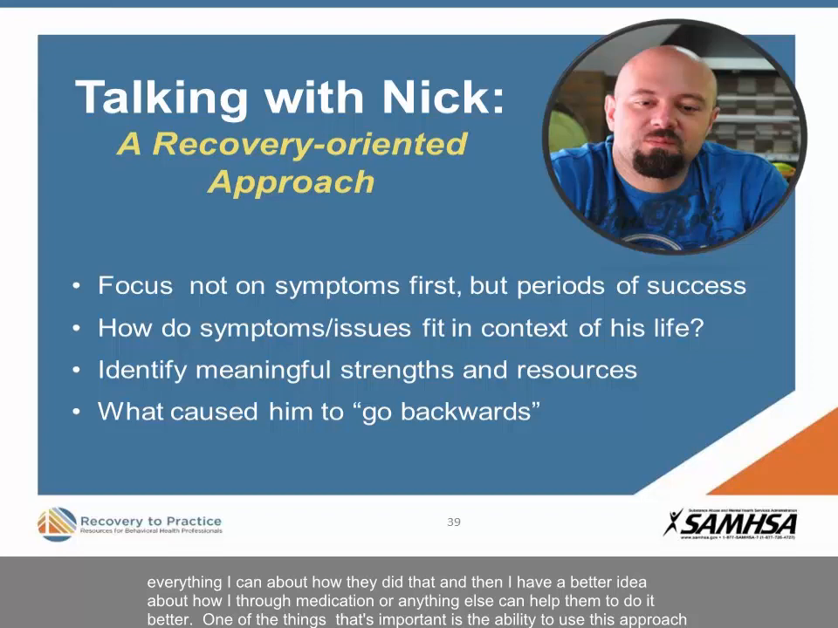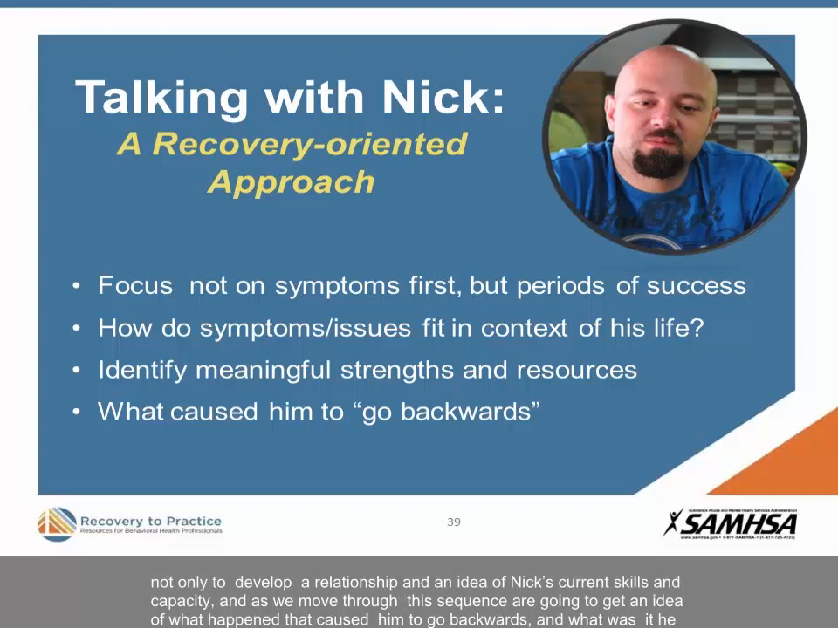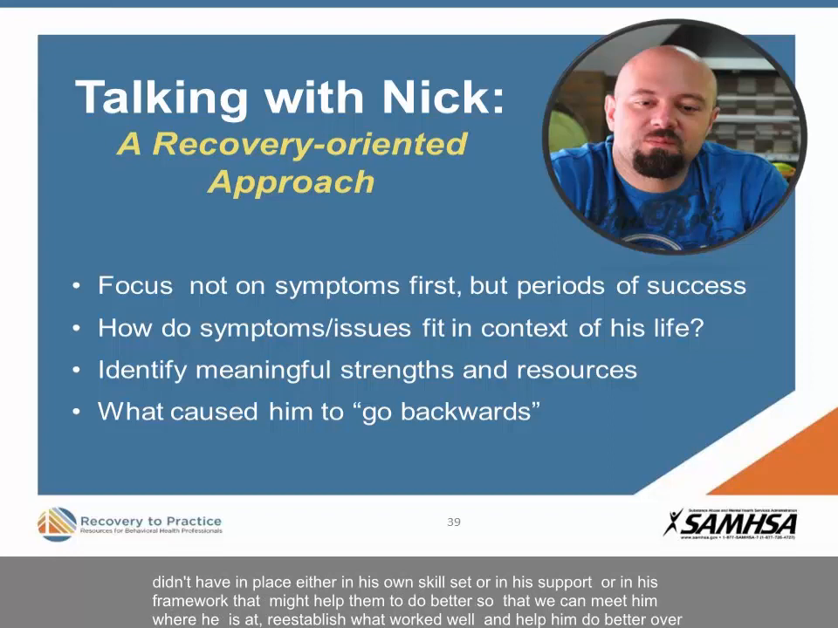One of the things that's important is the ability to use this approach not only to develop a relationship, but an idea of Nick's current skills and capacities. And as we move through the sequence, we're going to get an idea of what happened that caused him to go backwards. And what was it he didn't have in place, either in his own skill set or in his support system or in his framework, that might have helped him to do better, so that we can meet him where he's at, reestablish what worked well, and then help him do better over time.